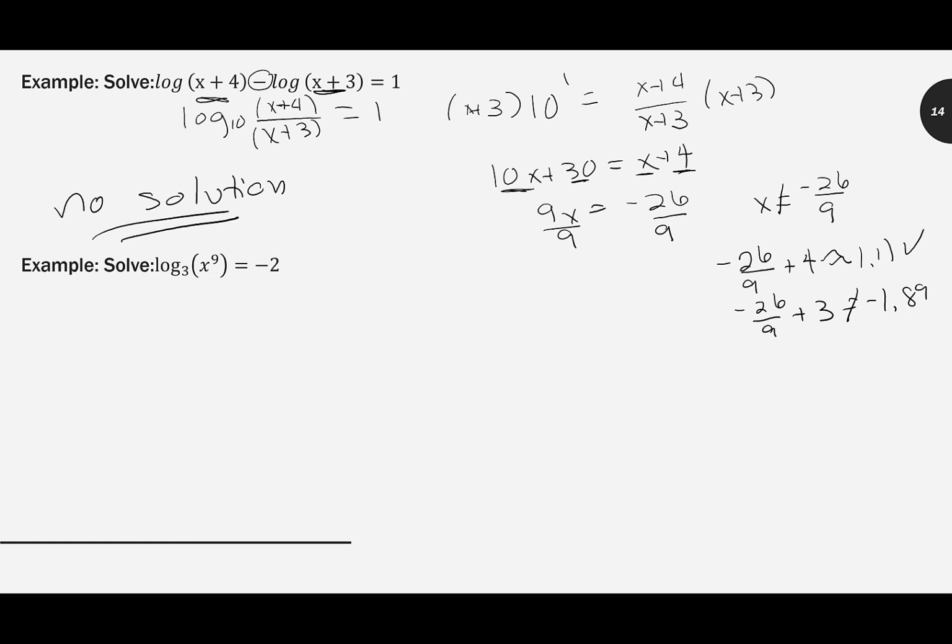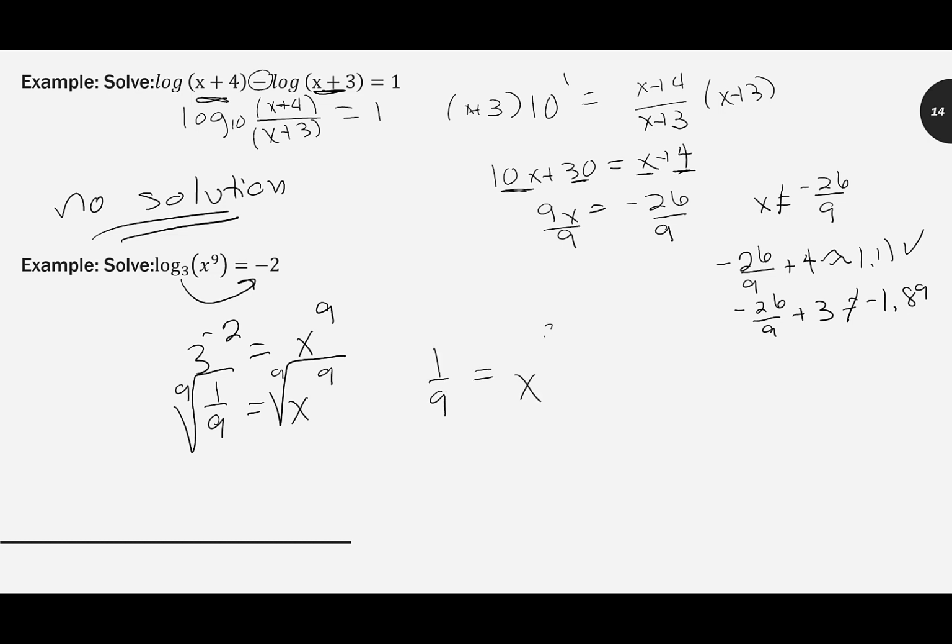The next one says log base 3 of x to the 9th is negative 2. So I'm going to start with 3 to the negative 2 is x to the 9th. If you want to rewrite that, you could. 3 to the negative 2 is 1 over 9. This is x to the 9th. I would take the 9th root of each side. Or if you want to write that as a power, you would write 1 over 9 equals x to the 9 and do the 1 over 9 power.